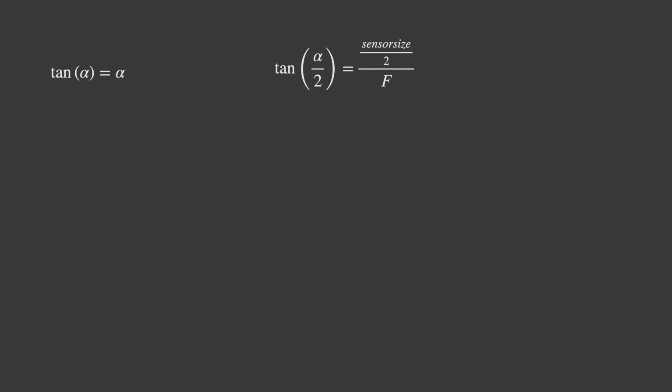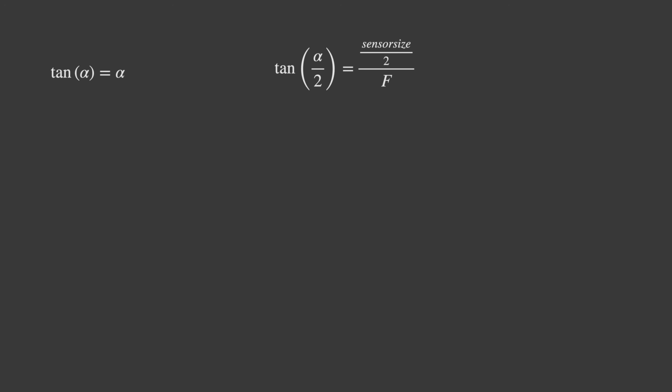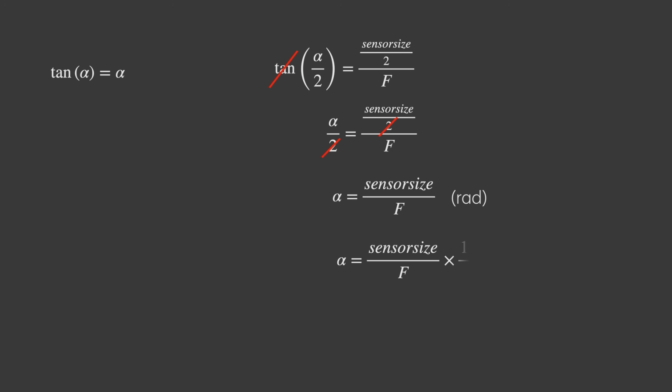What this means is the tangent of alpha is actually equal to alpha when expressed in radians. A radian is just another unit of measurement for angles. Simplifying with this gives us alpha over 2 equals half the sensor size divided by the focal length. Now we can multiply the whole thing by 2 and we just get alpha equals sensor size over focal length. As this is measured in radians, we just have to convert it back to degrees to make it more convenient, hence the 180 over pi, which is 57.3.